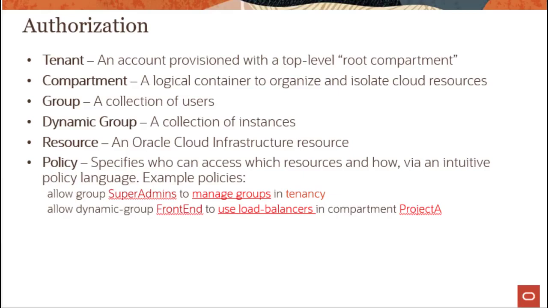format. For example, here we see allow group, some group to manage certain things across the tenancy. Or we can have a policy such as allow dynamic group, certain dynamic group to perform certain actions in a compartment. So as you can see, the keyword goes from tenancy to compartment. When we use the keyword tenancy, it means across the entire OCI account. When we use the keyword compartment, that basically means that whoever the policy is assigned to will be restricted only to a certain area of the tenancy.